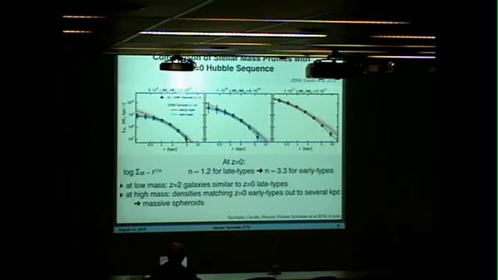Looking at the high mass bin, we can see that the densities match the redshift 0 early type galaxies, not only in the very center, but actually out to quite a large radius, up to a radius of about 2 to 3 kiloparsec. Out in the most outer parts, maybe at 5 kiloparsec and thereafter, there's maybe still some mass missing. So this means that our galaxies have already saturated to local bulge-dominated systems.